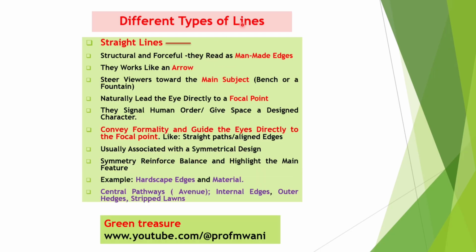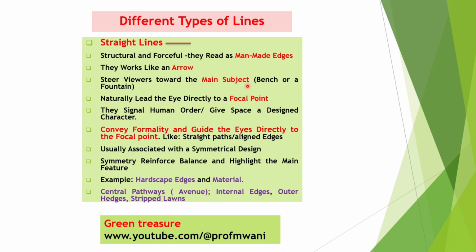Different types of lines. First are the straight lines. They are structural and forceful. They read as man-made edges, and they work as an arrow, show direction, and steer viewers towards the main subject. Suppose you have different lines.